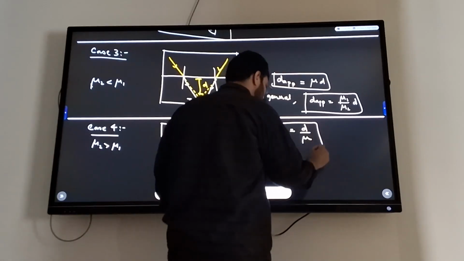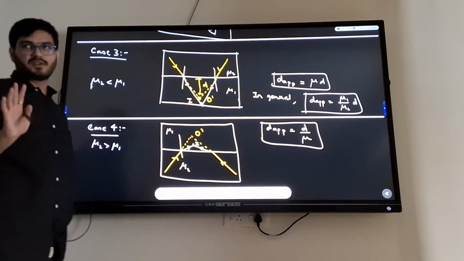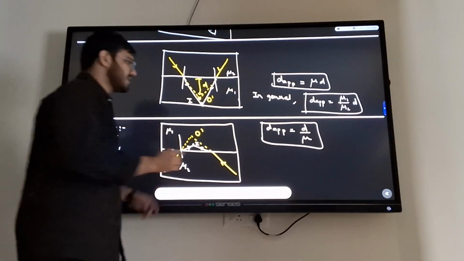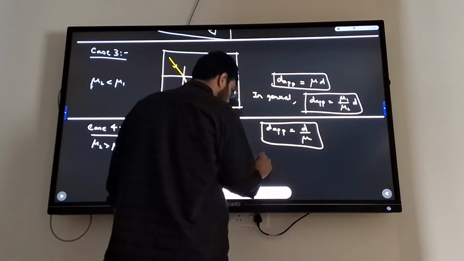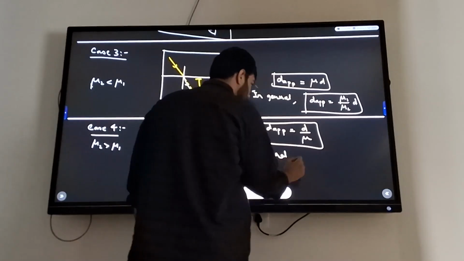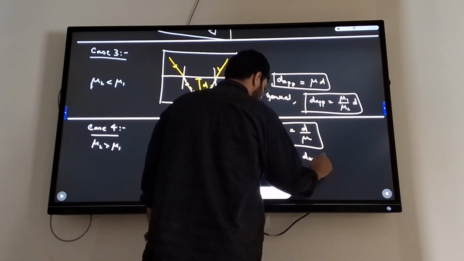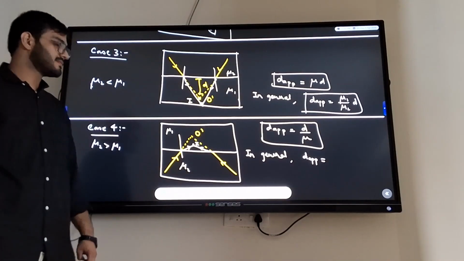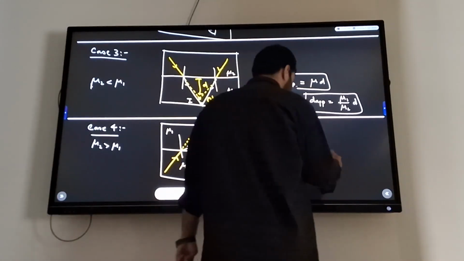ये समझ आ रहा है क्या? बहुत simple है cases. It's not that hard. And can you tell me in general then what should I write? D apparent is what? mu2 by... No, mu1. mu1 by mu2. That's correct.